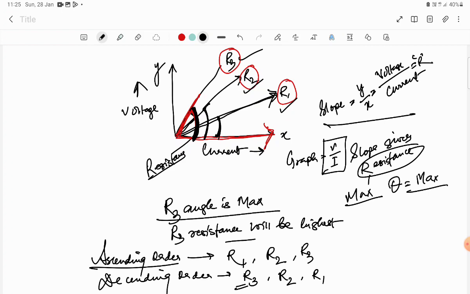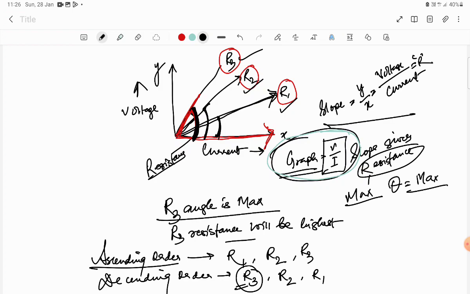So this is only applicable in a VI graph. Mark this, very important. This is only applicable in a VI graph and nowhere else. Understood? So here in descending order, it is first R3, then R2, then R1. R3's resistance is highest.